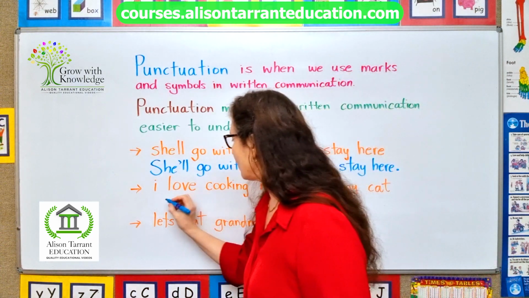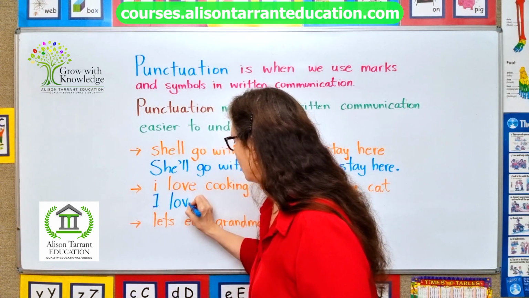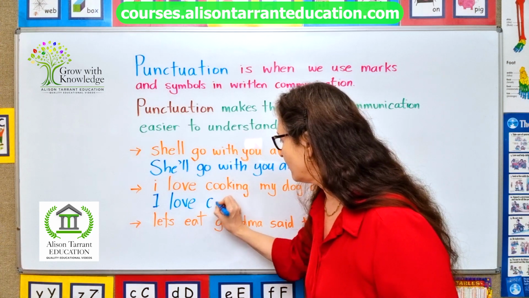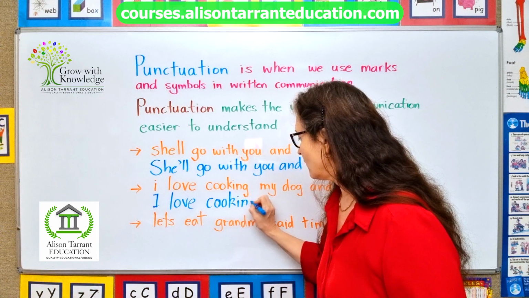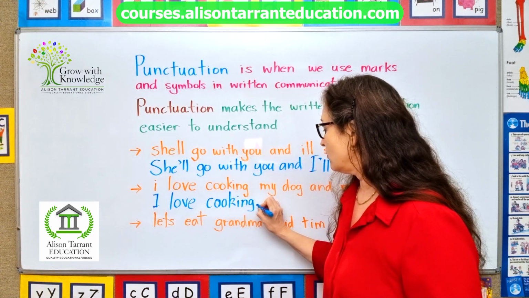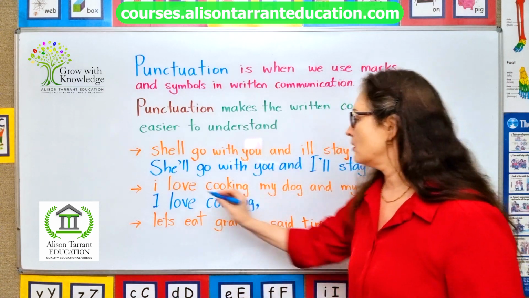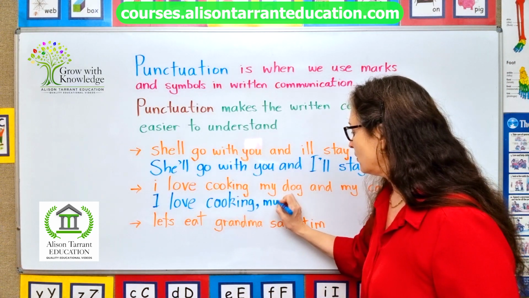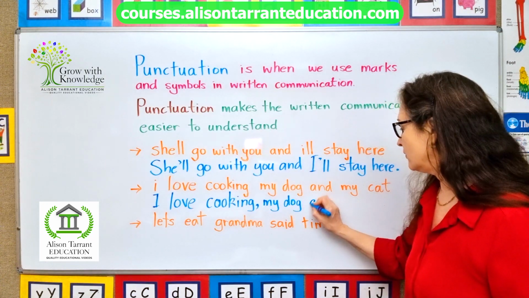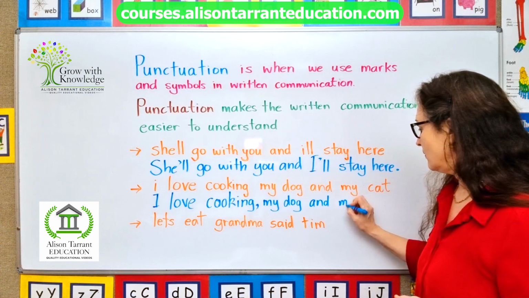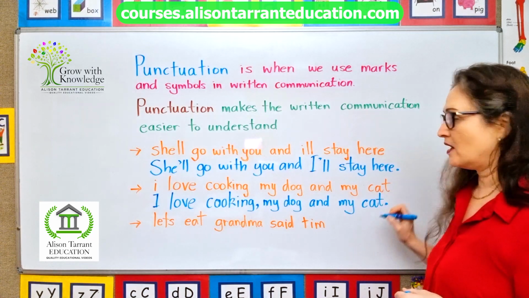So first of all, we have a capital letter for the beginning. I love cooking. So if we put a comma here, it's listing. I love cooking, I love my dog, and I love my cat. And then the full stop at the end.